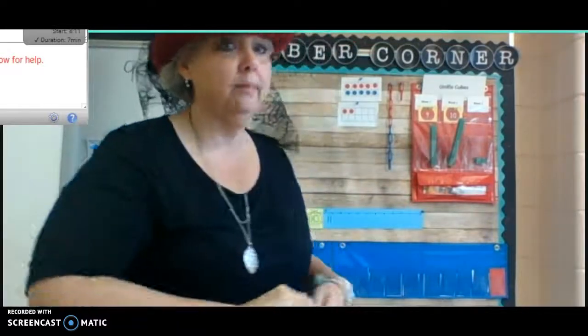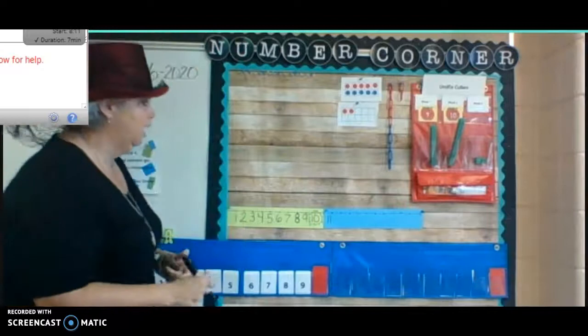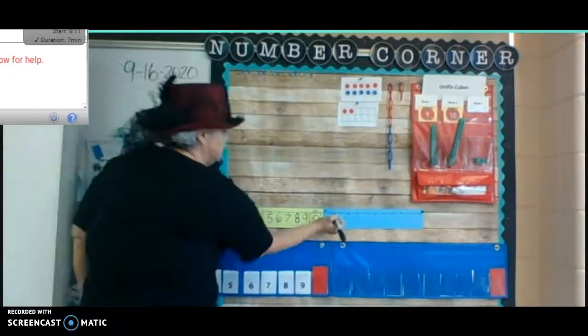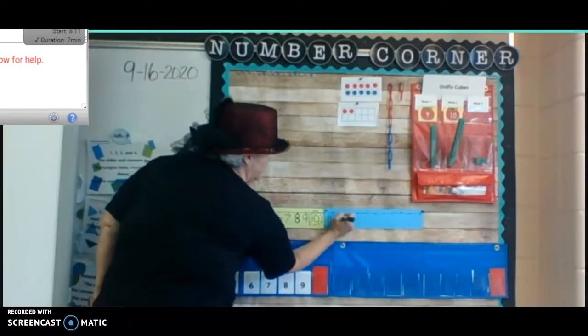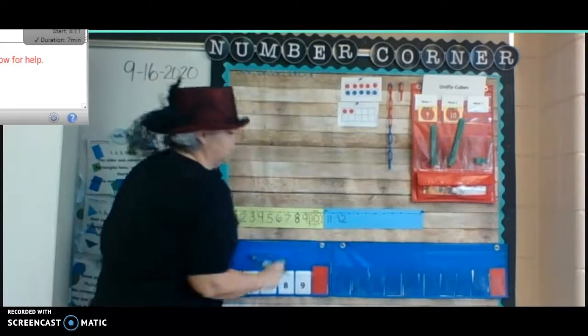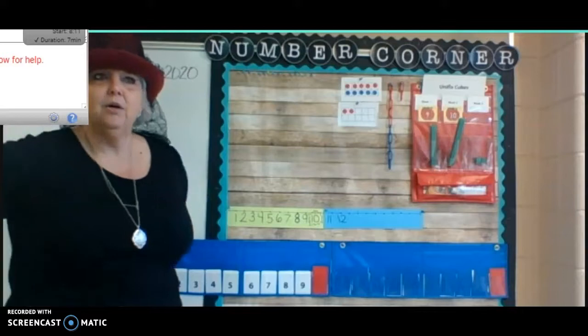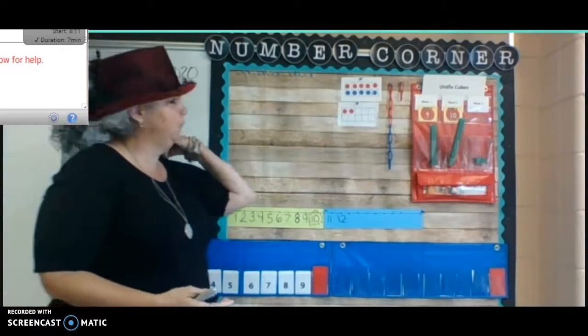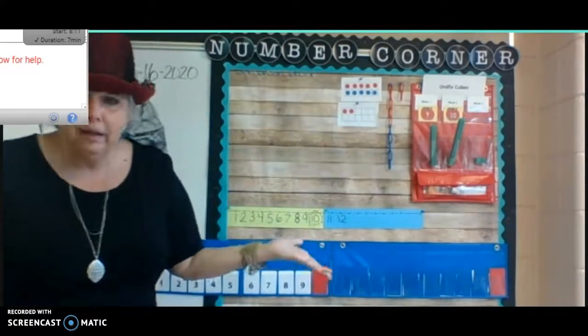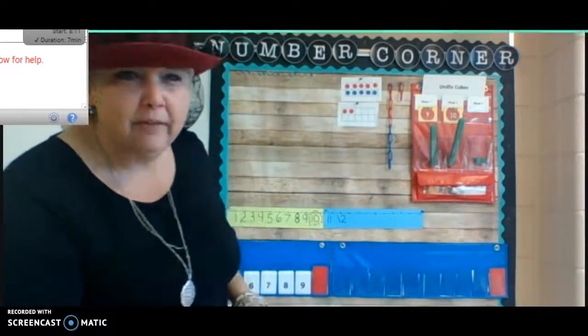Yes, now we have to write the number 12. Do you know what comes first in the number 12? You're right, a 1. So we're going to add a 1 and a 2 for 12. I know it doesn't sound like that, but yes, that is how it is read. 12. I didn't make it up. Don't fuss at me on that.